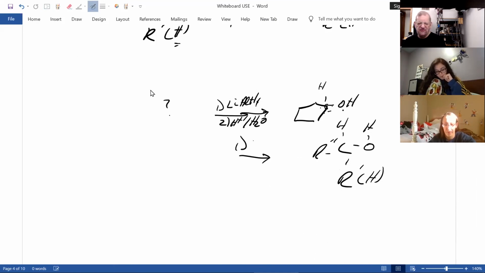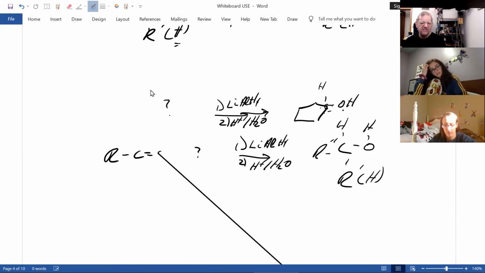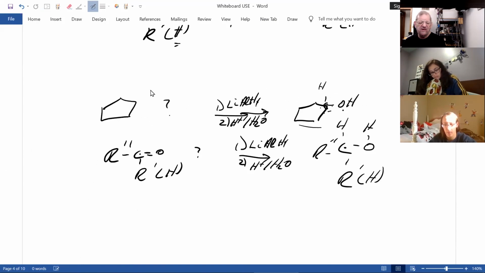what do you react with lithium aluminum hydride, second step acid and water, to make that? And the answer is an aldehyde or ketone. Here's the carbon that's right here, which starts out of that. What do I have attached to that carbon? The ring. And what this carbon becomes, that carbon. And that's how you do it.